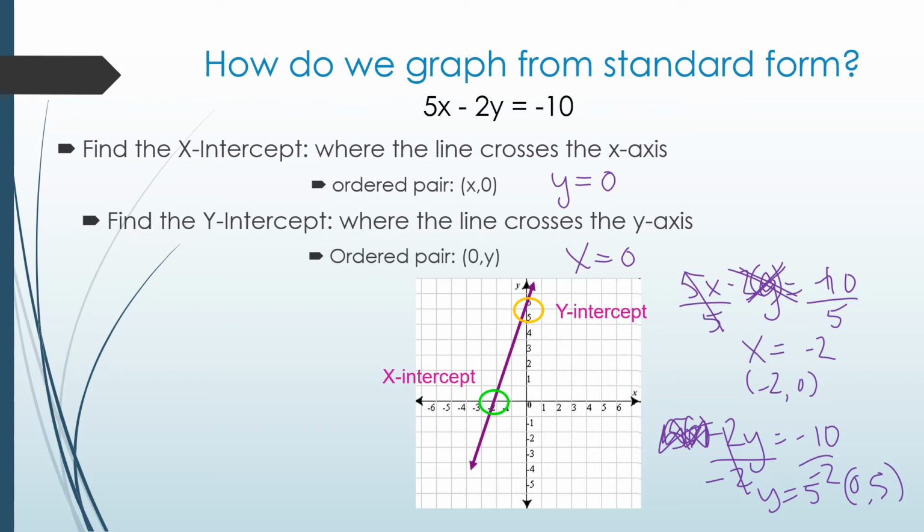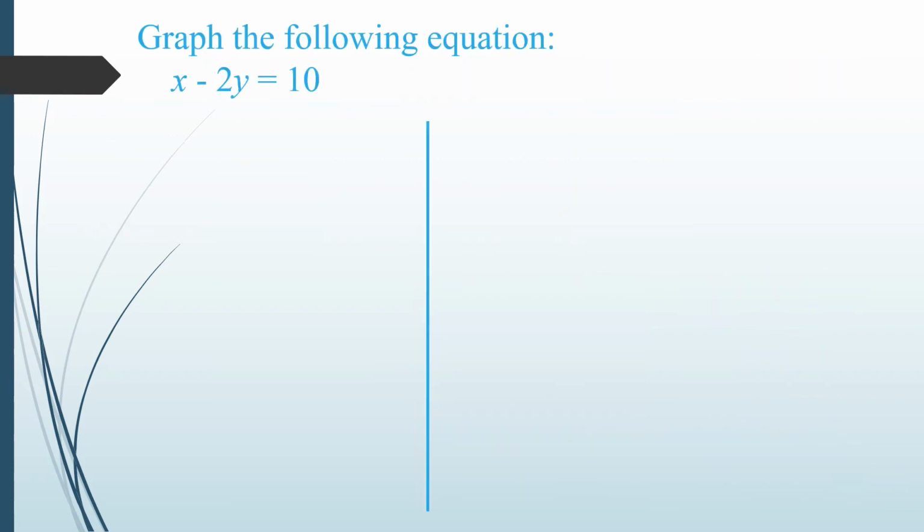So I can just plot those 2 points, draw a line through them, put the arrows on the ends of my line, and I have graphed my standard form equation. I don't even need to find the slope. I can just find the x and the y-intercept. Okay, so let's go ahead and take a look at a few more.